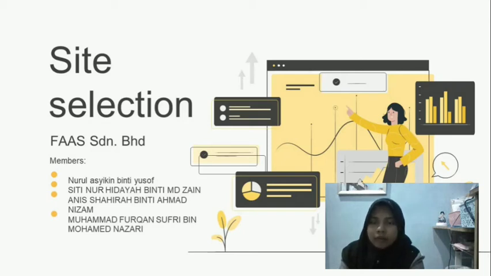Okay, today we want to present about site selection. Our company name is FAAS Sendirian Berhad. We consist of 4 members: first Nur Ashikin binti Yusuf, second Siti Nur Hidayah binti Mak Zain, third which is me, Anisha Hirah binti Ahmad Nizam, and last but not least Muhammad Furqan bin Muhammad Nazari.